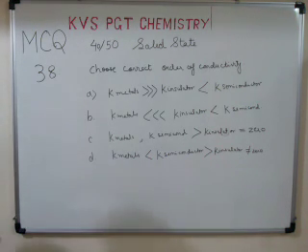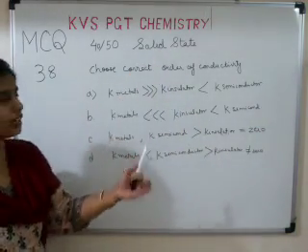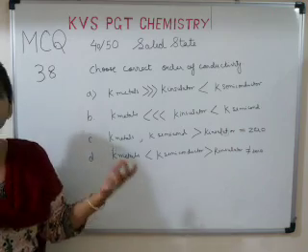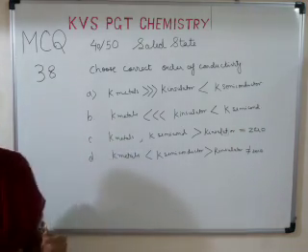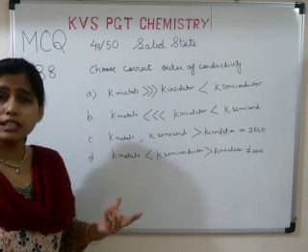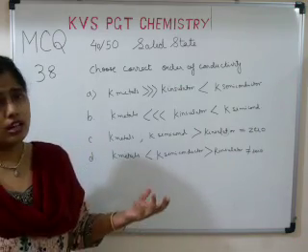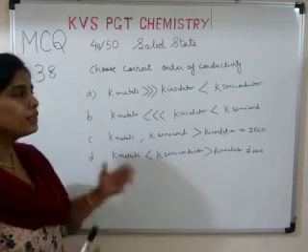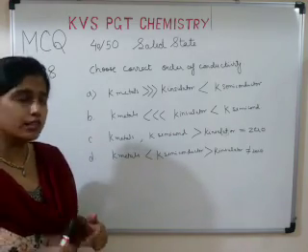Now children, in the next question we have to choose the correct order of the conductivity, means the conductivity between the metal, insulators and semiconductor. So dear children, we know that metals are the good conductor, they possess the maximum conductivity, and the least conductivity is possessed by the insulator, and in between conductivity is possessed by semiconductors, right?